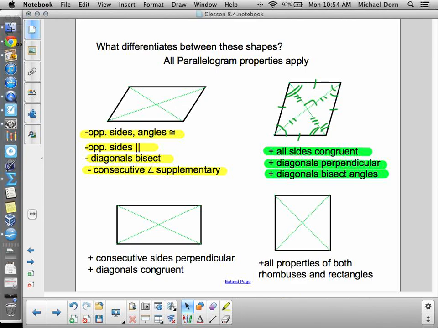Rectangle is a bit easier. Consecutive sides are perpendicular. All angles are the same, equiangular, however you want to put it. Right angles everywhere. And the diagonals this time are congruent. So if those diagonals are congruent, that's an indication we may have a rectangle.